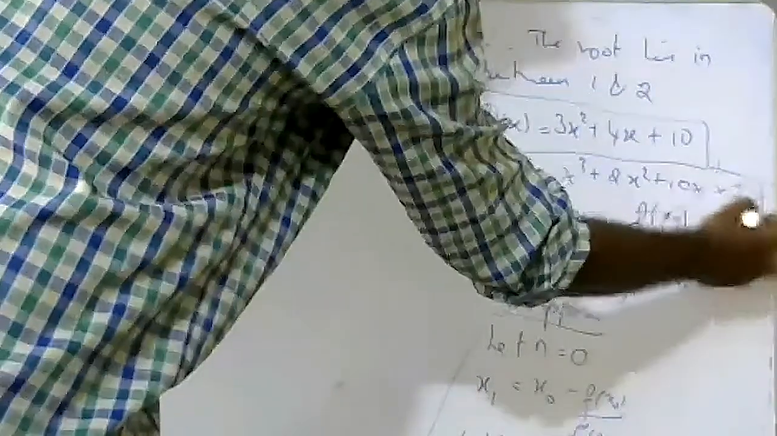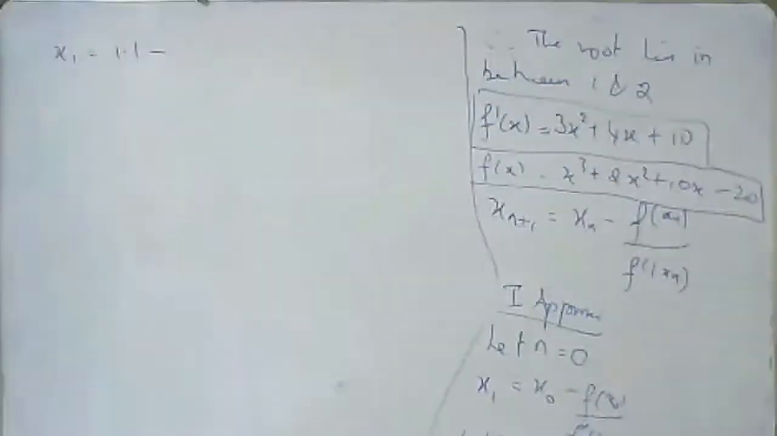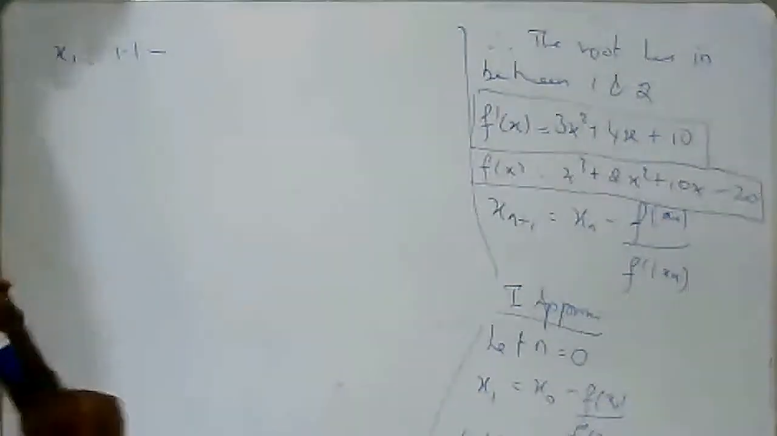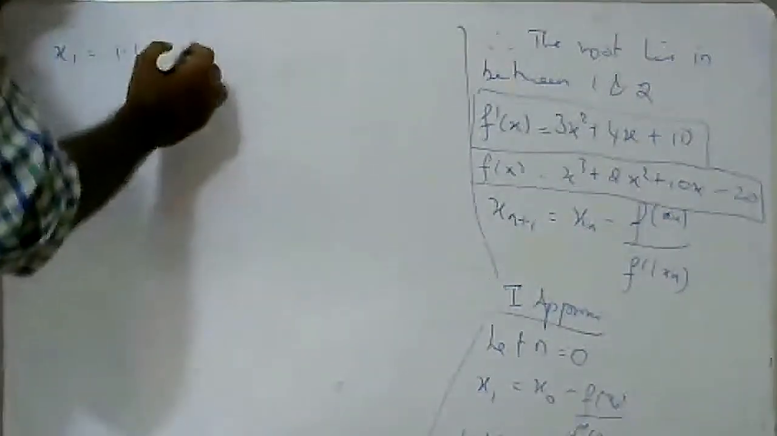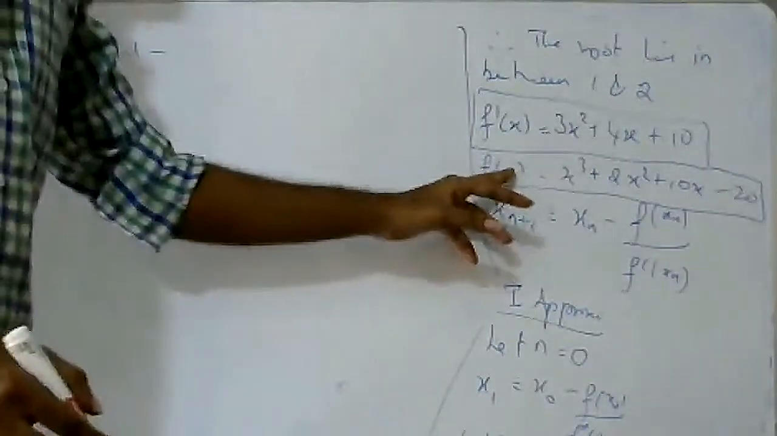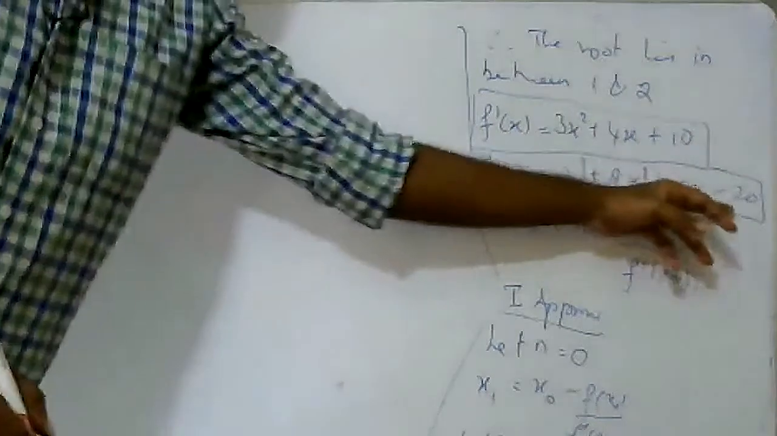This is my f of x. I'll write it on one side because it will be easier when substituting. So find f of 1.1. You have to use f of 1.1. Substitute the value of 1.1 in this particular equation.